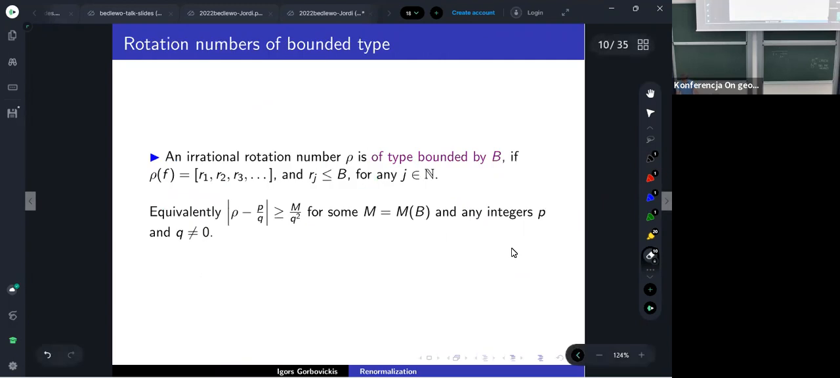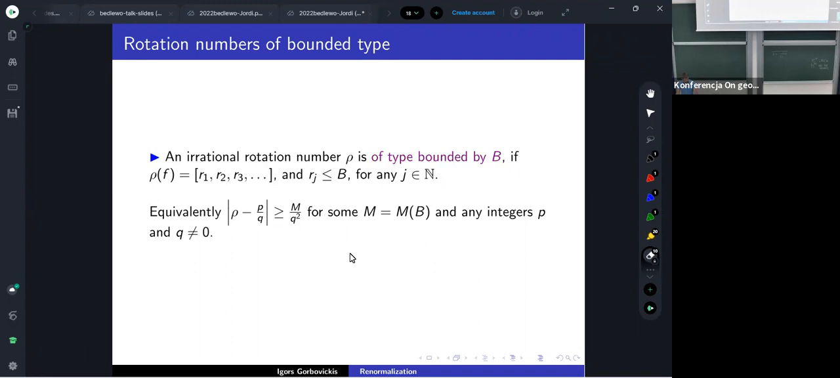So the rotation numbers of bounded type are the ones where you represent them as a continued fraction. It's an irrational rotation number with an infinite continued fraction, of course. And if all elements, all digits in the continued fraction are bounded by some uniform constant b, then we say that this rotation number is of bounded type, so of type bounded by b. This is equivalent to a certain Diophantine condition. So let me not focus on that too much now.